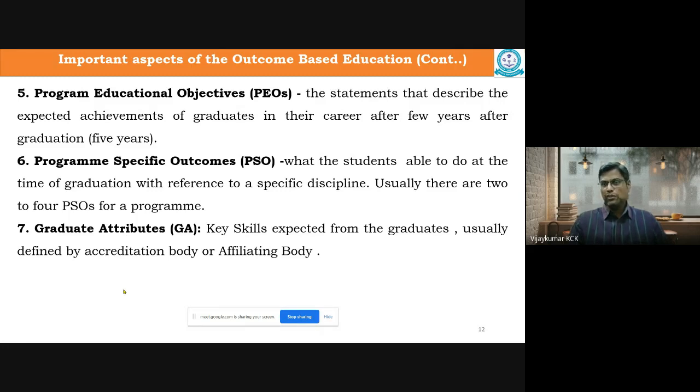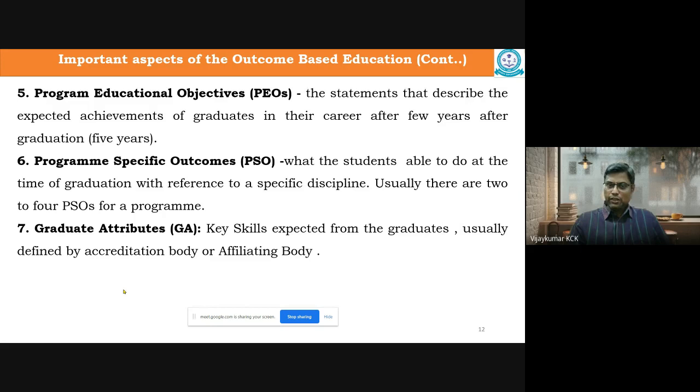The difference between these two is that PEO is after 5 years. That means after graduation, what is the outcome that we can expect from the graduate? That is what PEO is. And the program specific outcome is, while doing the course, what would be the ability of the student? That is the major difference between these two.